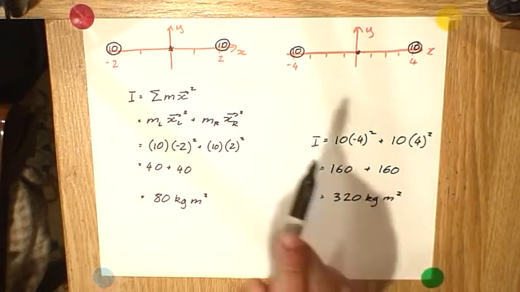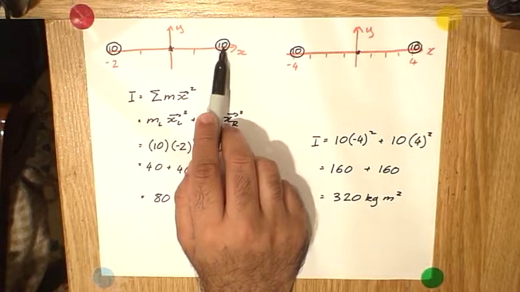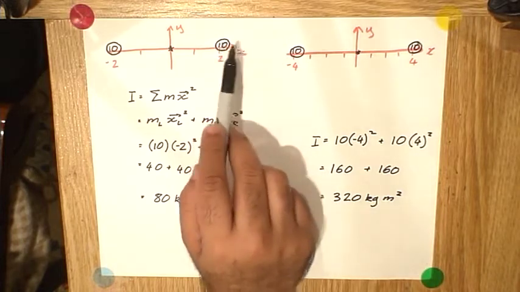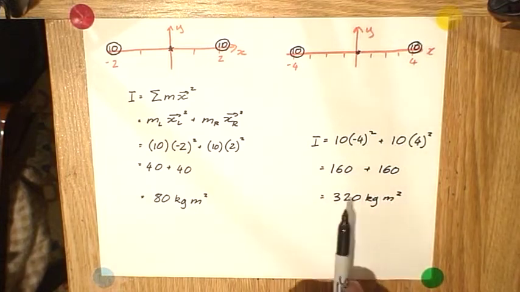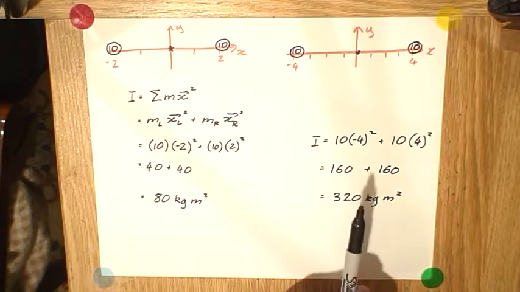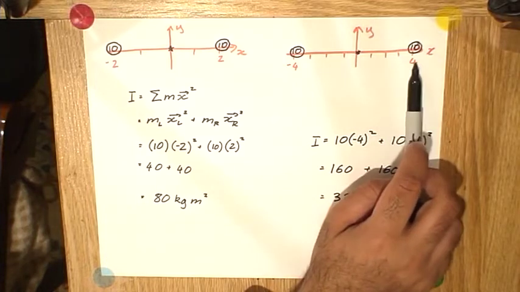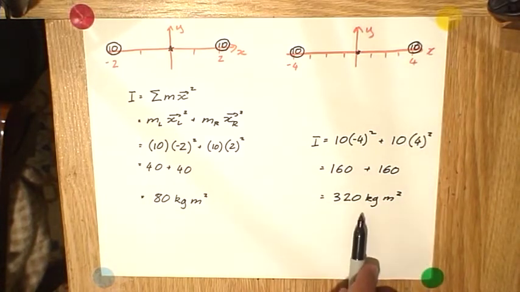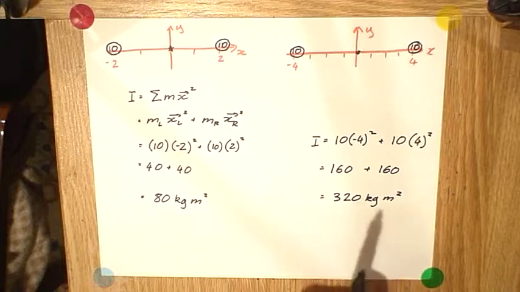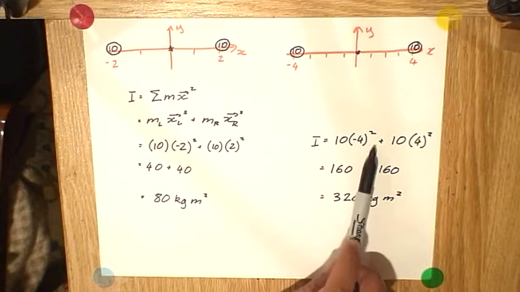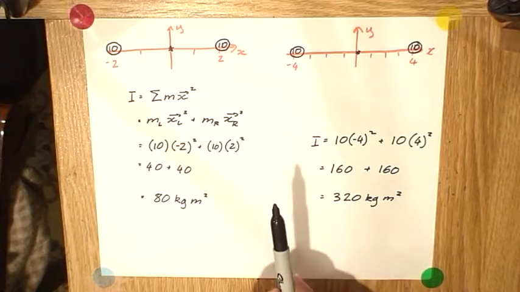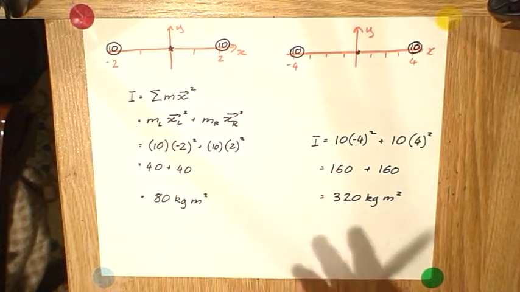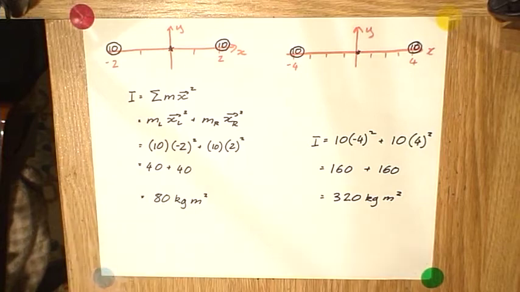So this is important. If the objects get further away, if you double the distance of the object from the center of mass, the difficulty of rotating it increases 4-fold. Double the distance from 2 to 4 and you quadruple the moment of inertia, and that makes sense because this is a square relationship you have going. If you triple the distance, it would be 9 times harder to rotate. If you multiply the distance by 4, it would be 16 times harder to rotate, and so forth.